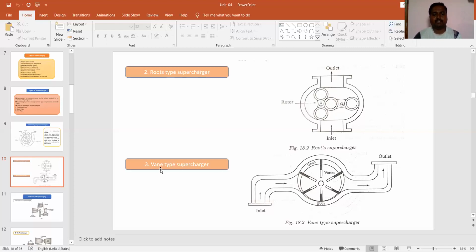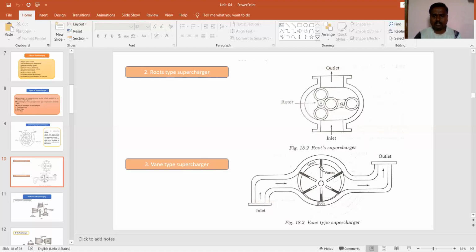Next one is the vane type supercharger. The third type of supercharger is the vane type supercharger. The vane type supercharger consists of different parts. First one is the drum, on which slots are provided. This is the body, that is the casing of this supercharger. Here the inlet is provided at one side, the outlet at the other side.